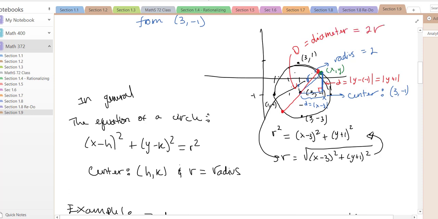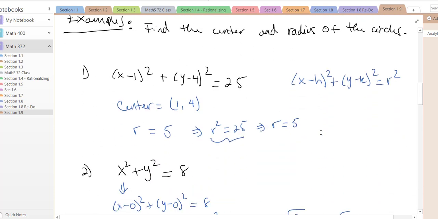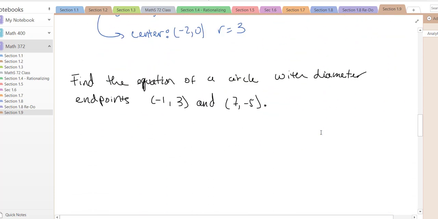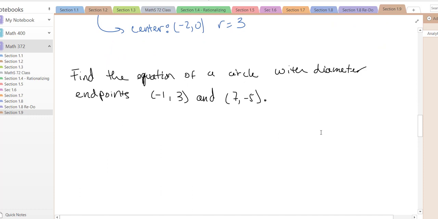Which is usually twice the radius. Well, not usually, it's always twice the radius. And so that means that to find the equation of the circle, if we know the diameter, then the diameter is twice the radius. So that means that then the radius is half the diameter. So I just need to find the length of the diameter and then divide it by 2.